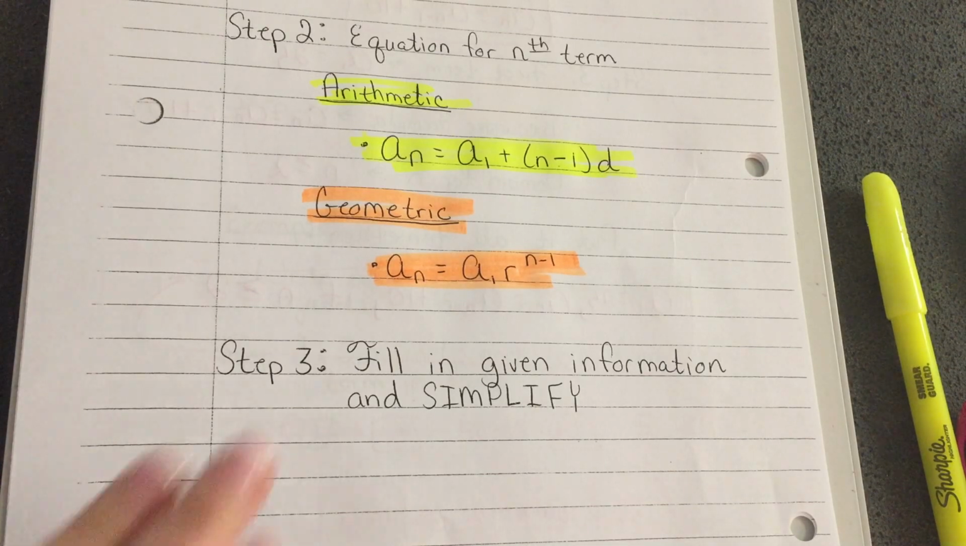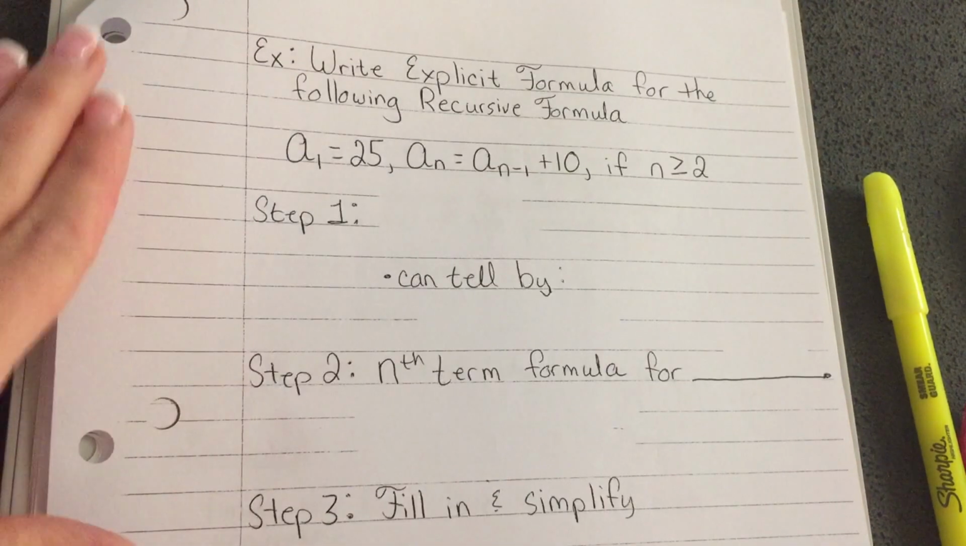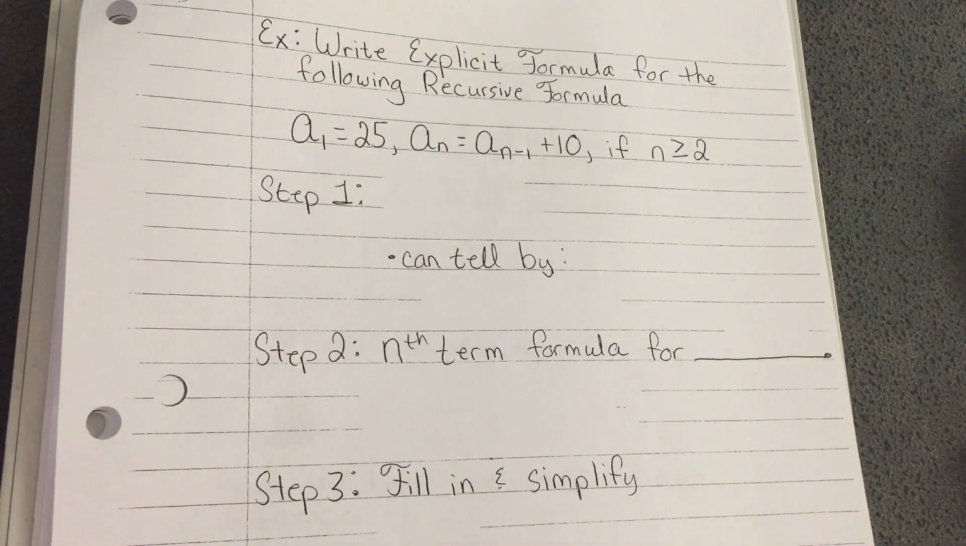All right? So here we go. Let's look at an example. Write an explicit formula for the following recursive formula.